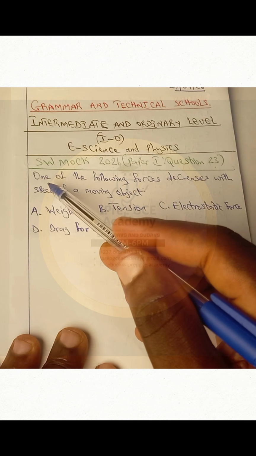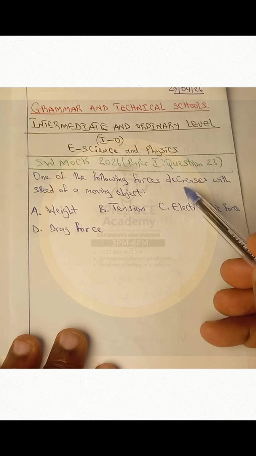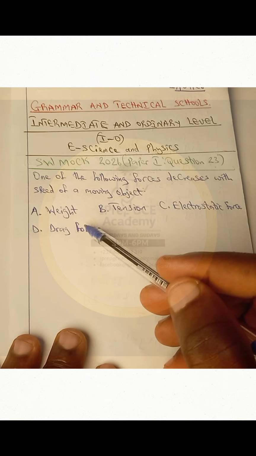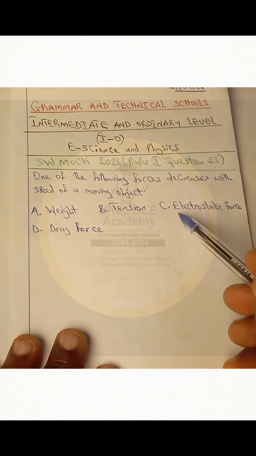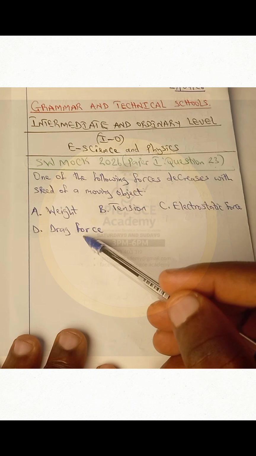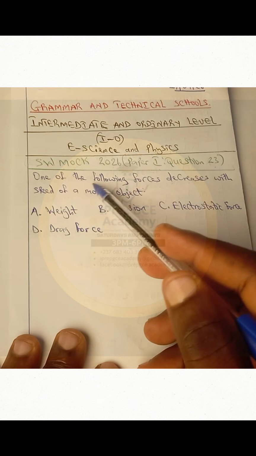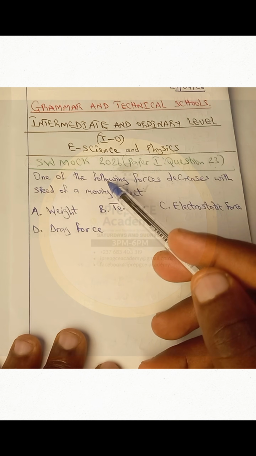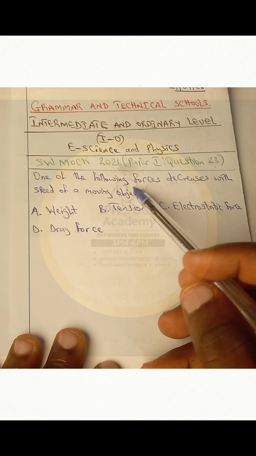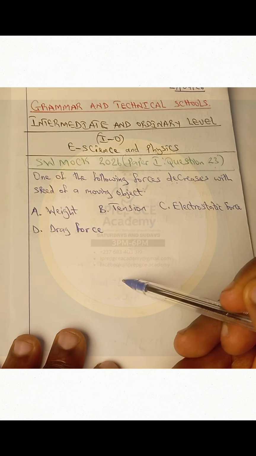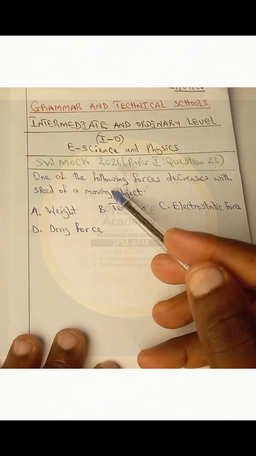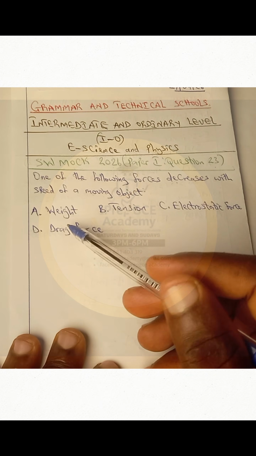The question says, one of the following forces decreases with speed of a moving object. A, weight. B, tension. C, electrostatic force. D, drag force. So let's quickly look at what the question is asking for. When the question says a force that decreases with speed, it means a force whose magnitude drops as the speed of the moving object increases.